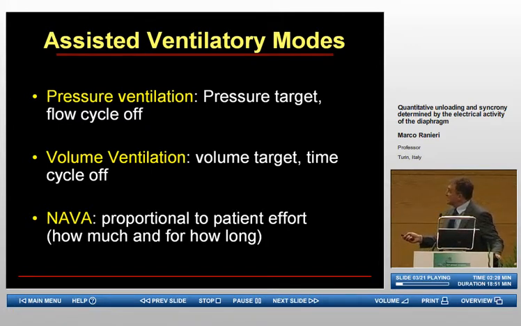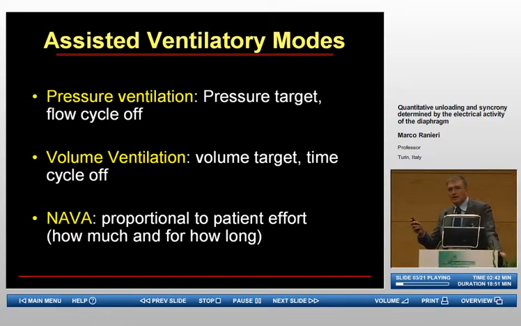So in any assisted mode of mechanical ventilation, we can try to find the difference and identify the major characteristic of NAVA. In pressure ventilation, you target the pressure, and the cycling off between inspiration and expiration is regulated by the flow. In assist-controlled mechanical ventilation, volume assist, the target is the volume, and what regulates the timing is the time cycle-off function that you set on the ventilator. With NAVA, what you set is the proportion between the patient effort and the amount of pressure, flow, and volume that the ventilator will deliver.